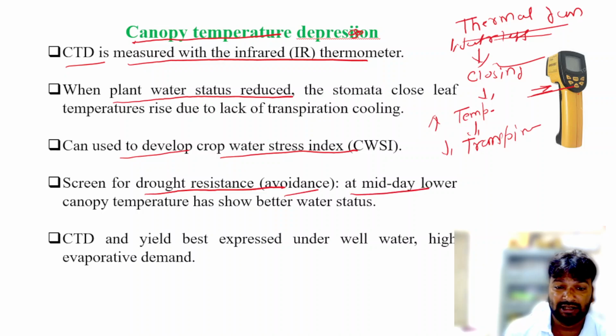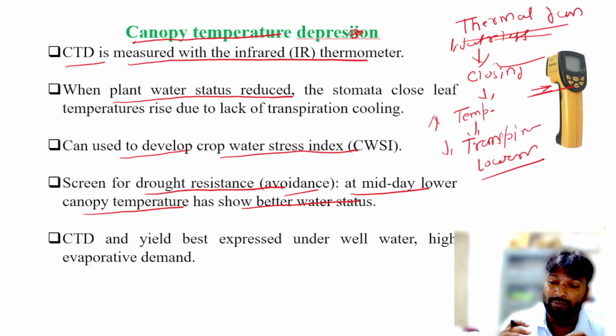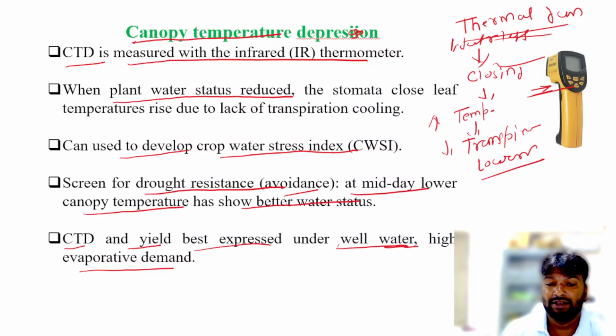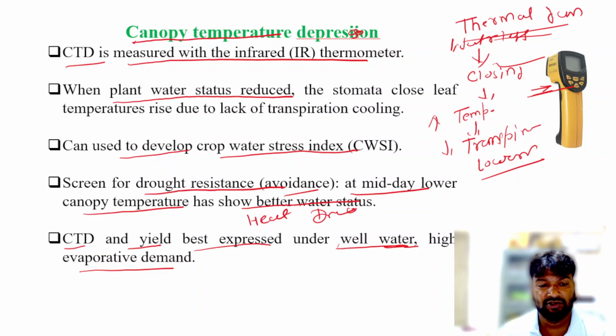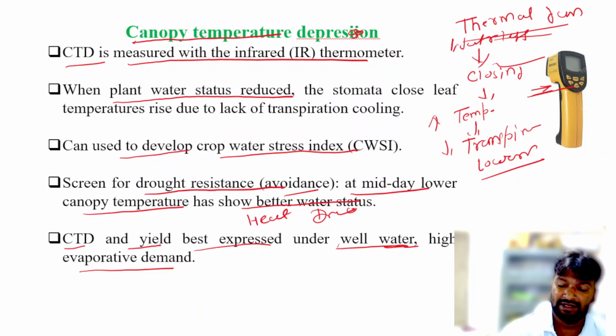When there is a lower canopy temperature at midday, it indicates better water status. If an exemplar has a lower canopy temperature during midday, it means this plant is transpiring better. Canopy temperature depletion and yield are best expressed when there is well-watered condition and high evaporative demand. So heat stress and drought stress genotypes can be screened with the help of this canopy temperature meter.